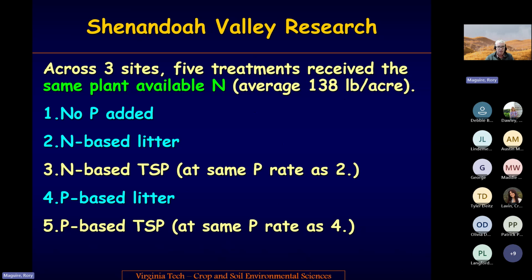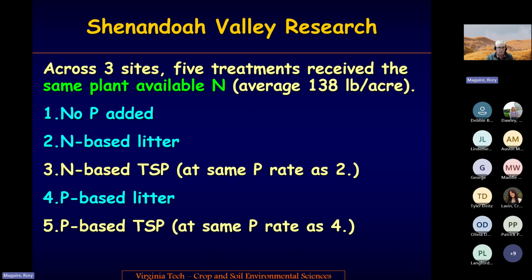So one of the first things I did when I started here, almost 20 years ago, I finished up a 7-year study initiated by my predecessor. I'm going to be talking mostly about the ones in blue here. He did a study where he applied no phosphorus. He applied a nitrogen-based litter application. So he's over applying phosphorus, applying the correct amount of nitrogen. He did number 4 there, the phosphorus-based litter application. So he's trying to apply removal rate.